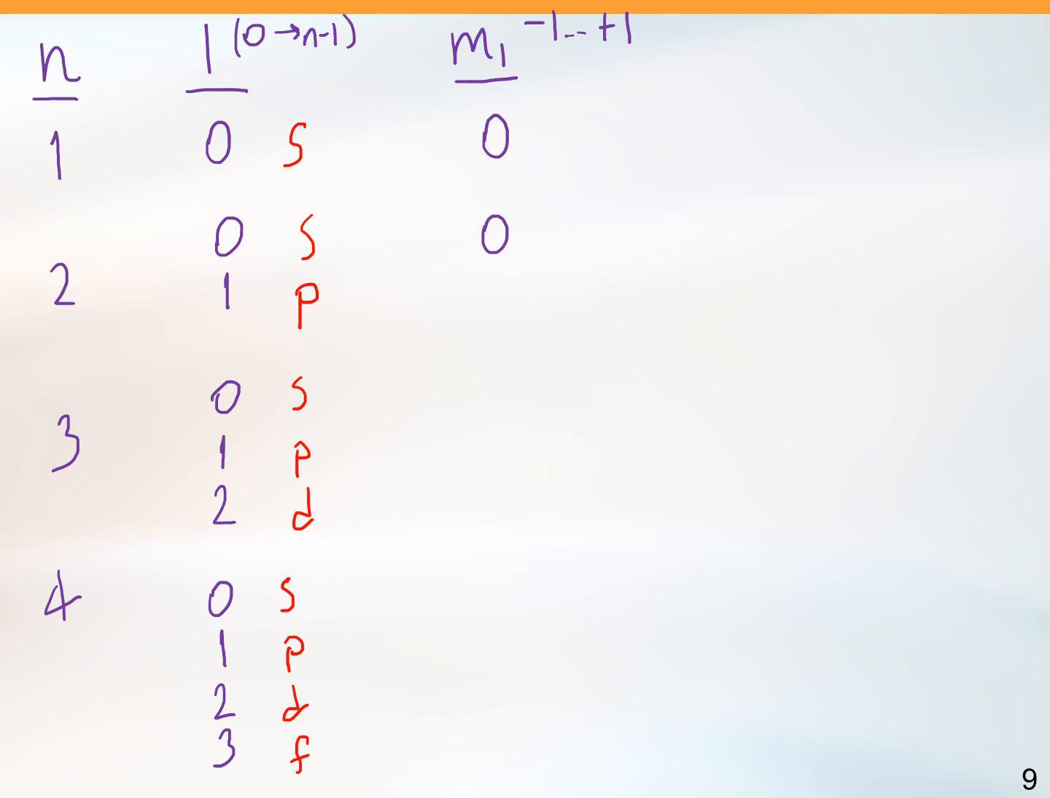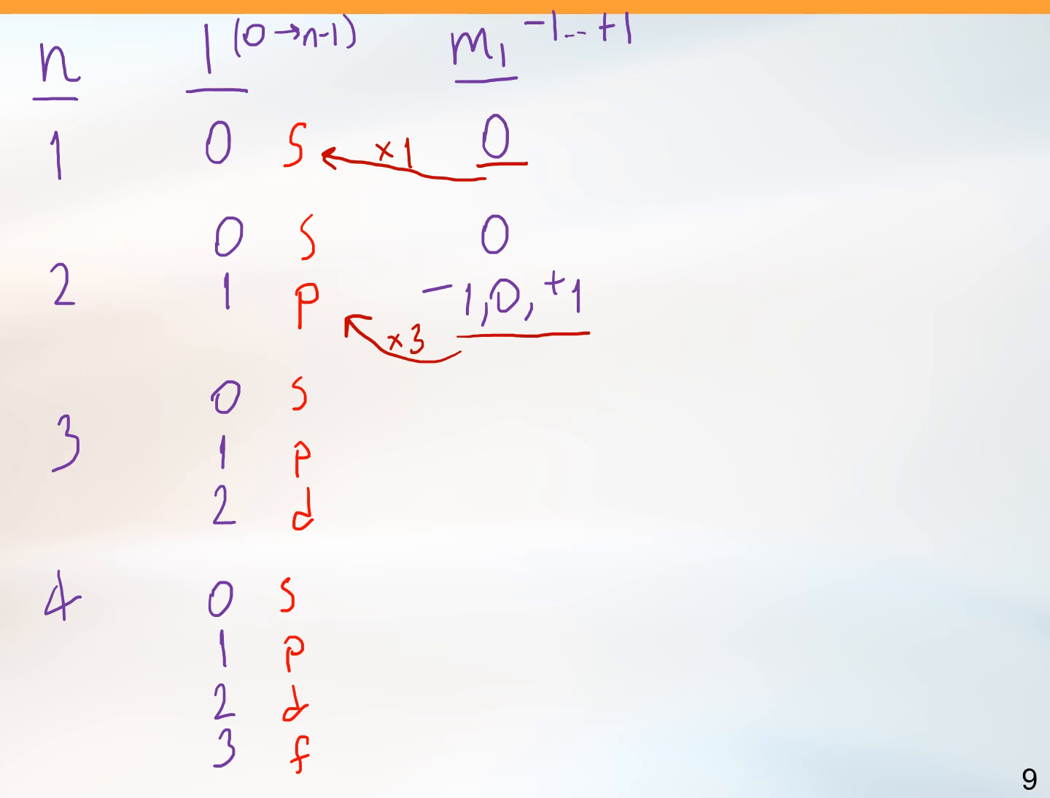How about for L equals 1? The values of m sub L can be negative 1, 0, positive 1. There are 3 values. It means that there are 3 p orbitals. These three values mean that there are three orbitals of the p kind. This one value here means that there is one orbital of the s kind.